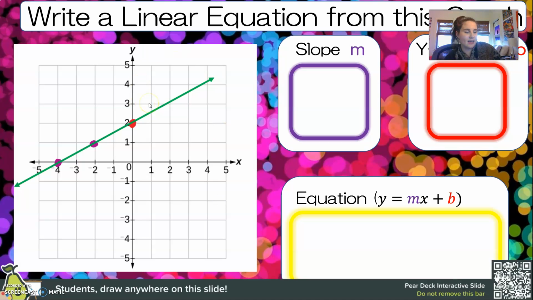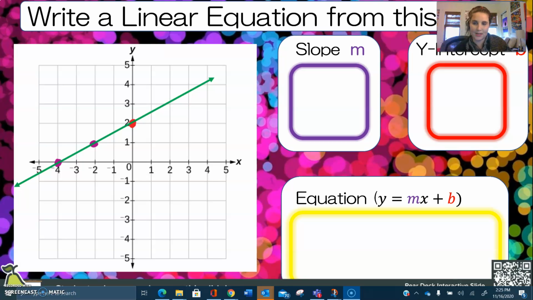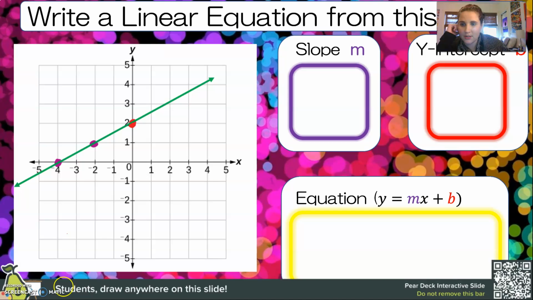All right, so let's write a linear equation from this graph. So first I want to find the slope. So the slope, I can use rise over run. I'm going to use the 2 purple dots to help me find the rise over run. So to get from this dot, I go up 1, so that's my rise of 1, and I run 2. And I have a positive slope. I'm going from decreasing to increasing. I'm going up the hill. So my slope is positive 1/2.